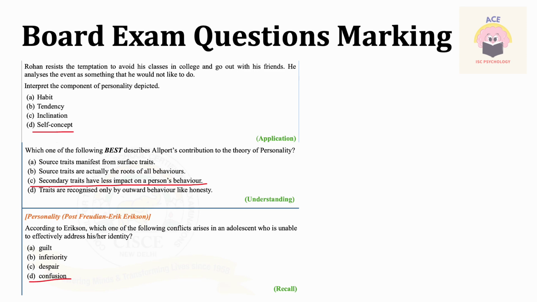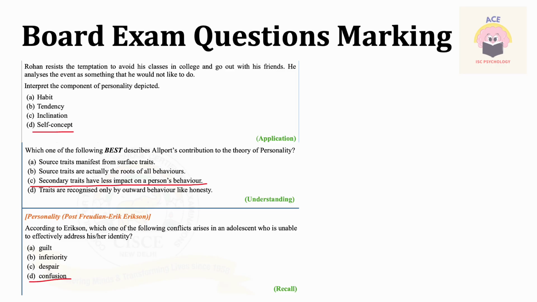Let's move on to question 2. This is on the trait theory. The answer is option C. Secondary traits have less impact on a person's behavior. Remember, this is Allport's contribution, not Cattell's.